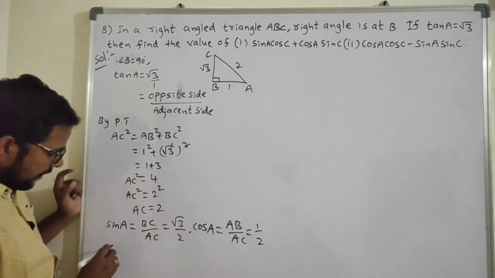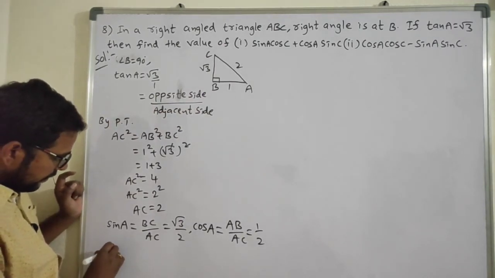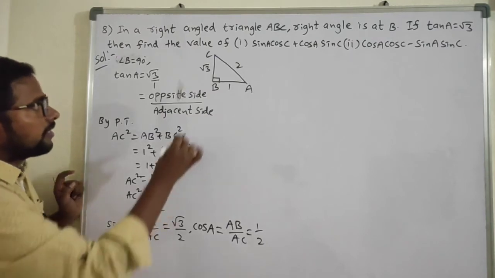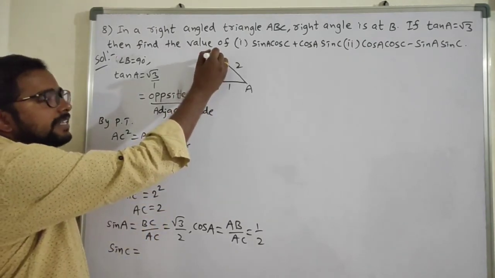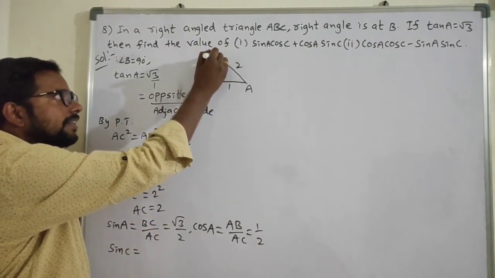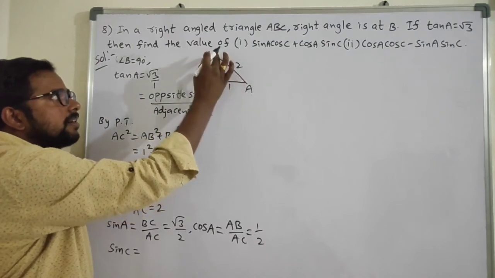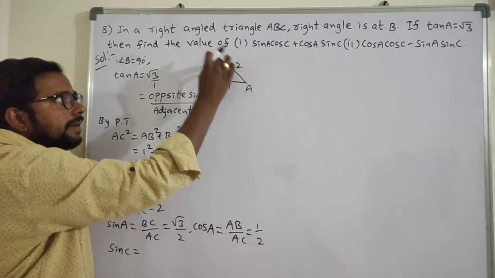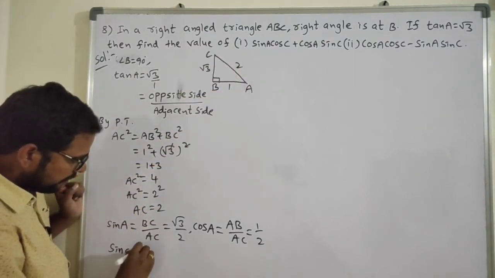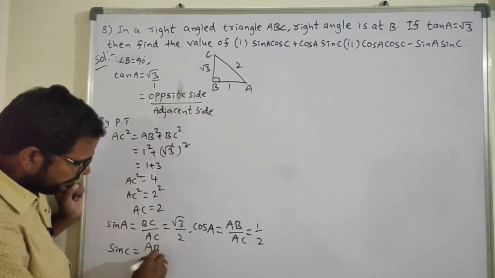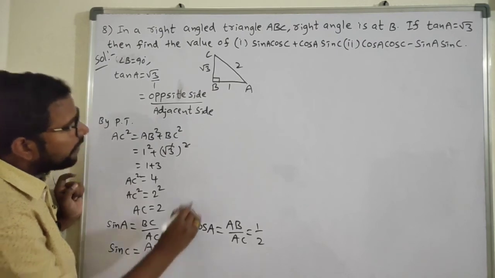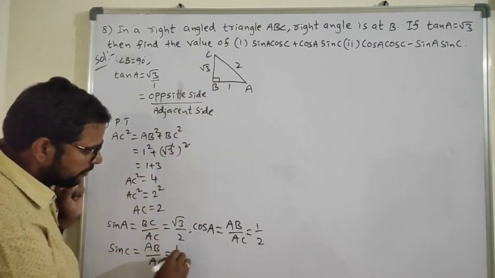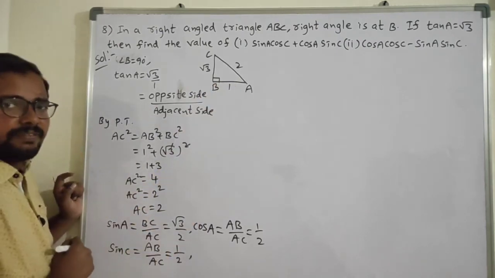Sin C is equal to what? For angle C, sin theta is equal to the opposite side of angle C by hypotenuse. What is the opposite side of angle C? AB. So sin C is equal to AB by AC. What is the AB value? 1. AC value is 2. So 1 by 2. This is the sin C value.